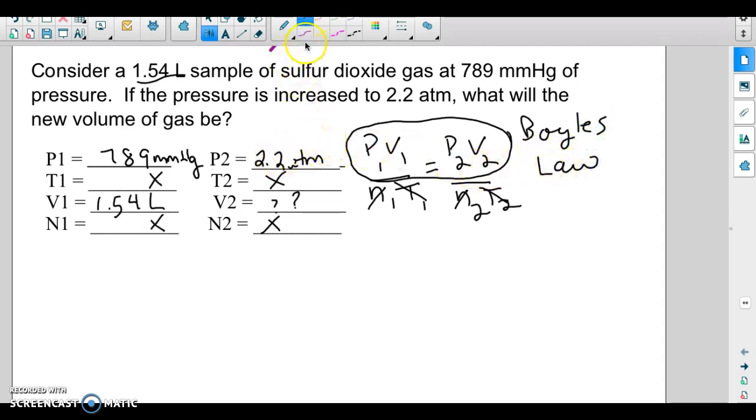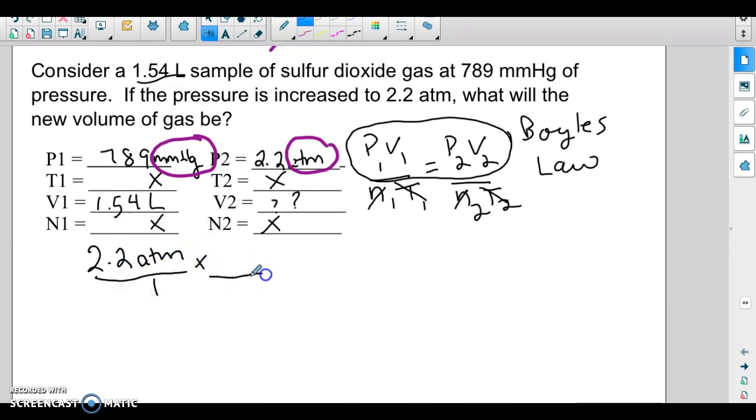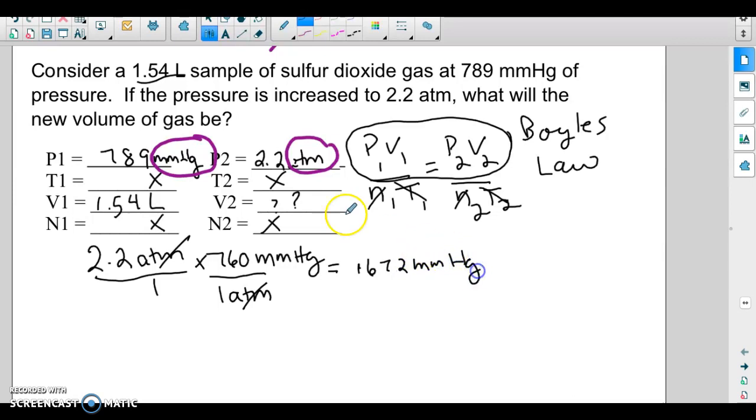So the next thing I have to do is make sure that my pressures are in the same unit. It doesn't matter which one I convert. I'm going to take the 2.2 atm and convert this into millimeters of mercury. I know that 1 atm is the same as 760 millimeters. So atms cancel, and I end up with a pressure of 1672 millimeters of mercury. This is the value I'm really going to use. So my pressures have to be in the same unit.